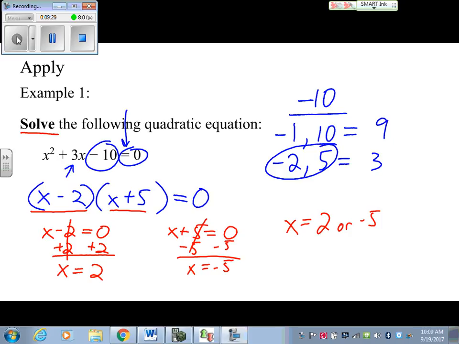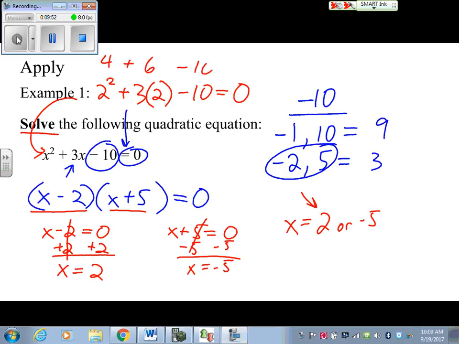So for our check, we will simply go back to this original equation and plug in our values. So we had x squared. Well, what is x? Let's start with 2. We have 2 squared plus 3 times x. Again, x is 2, and then we have minus 10. And all of that should equal 0. Well, 2 squared, I'm going to write the answer above it, is 4. 3 times 2 is 6, and then we're subtracting 10. Well, 4 plus 6 is 10, and then we subtract 10, we end up with 0. So it absolutely checks out.